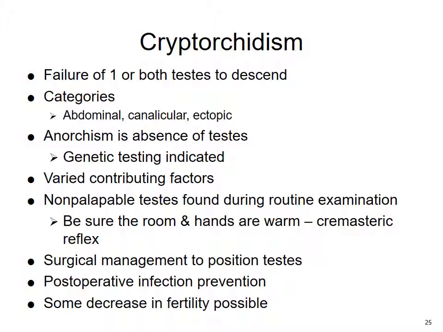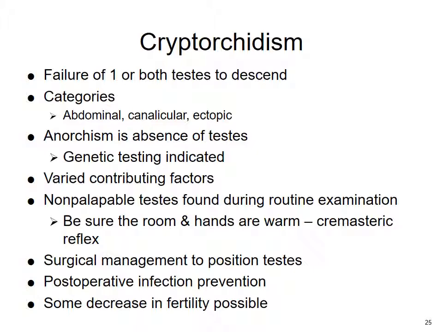Cryptorchidism is failure of one or both testes to descend, and the testes can be in the abdomen, canalicular, or ectopic. Anorchism is the total absence of any testicles, and genetic testing would definitely be indicated for those cases. But in the case of your standard undescended testes, there are varied contributing factors. It is diagnosed by non-palpable testes during the routine physical exam of the infant.